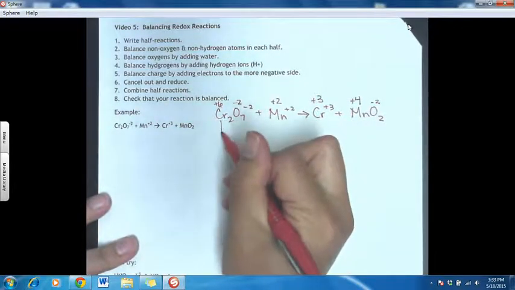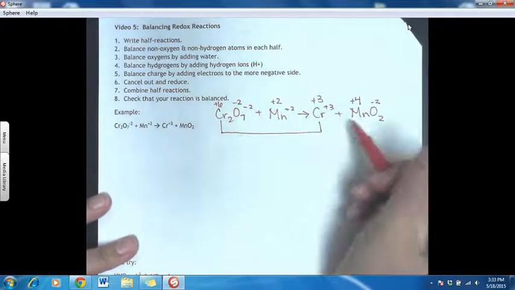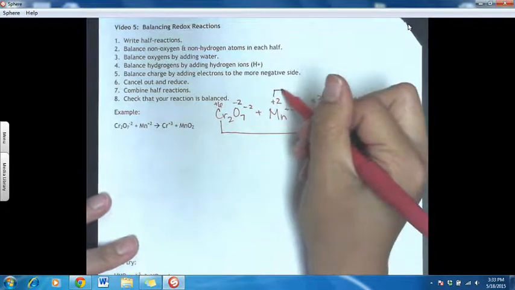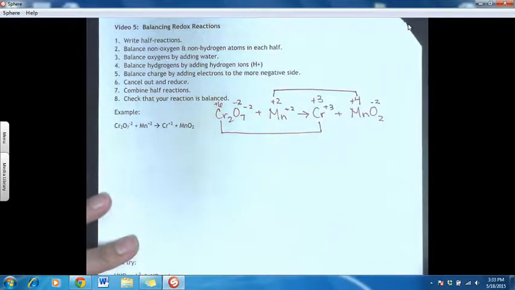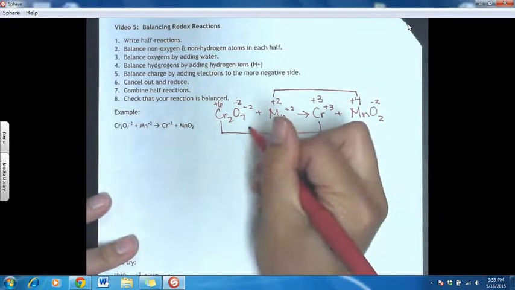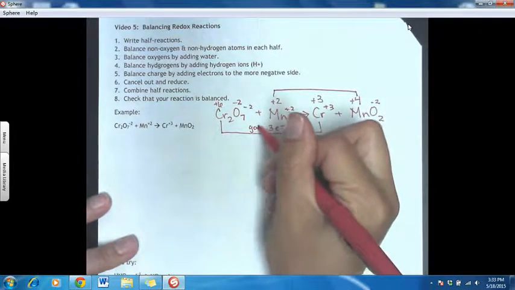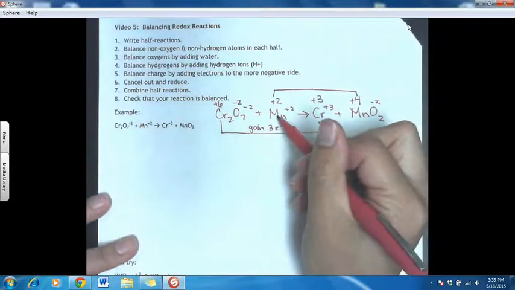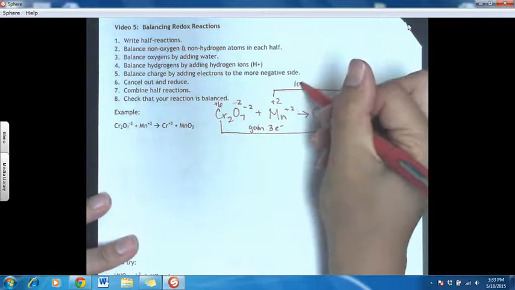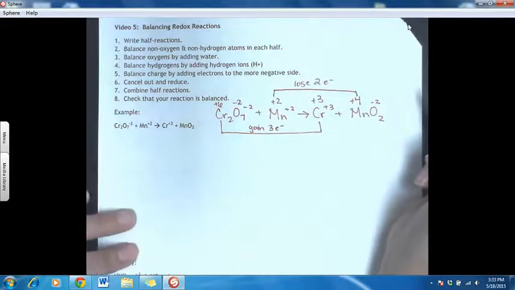Chromium we see is going from +6 to +3. Oxygen is staying the same. Manganese is going from +2 to +4. Chromium from +6 to +3 is gaining 3 electrons. Manganese going from +2 to +4 is losing 2 electrons. So that'll help us write out our half reactions.